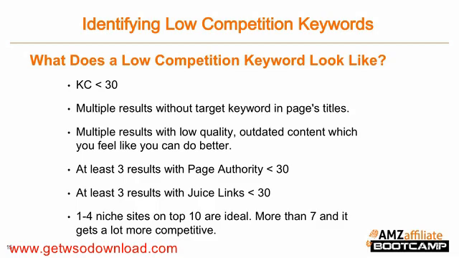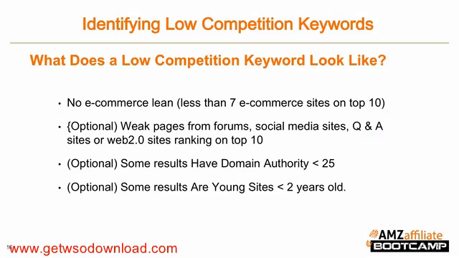Number 4, at least 3 results with page authority less than 30. Number 5, at least 3 results with juice links also less than 30. Number 6, 1 to 4 niche sites in the top 10 are ideal. More than 7, it gets a bit competitive. Number 7, no e-commerce lean. Less than 7 e-commerce sites in the top 10, or else, again, you're running an uphill battle.